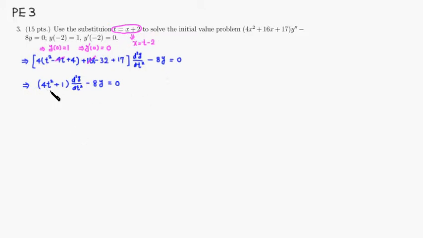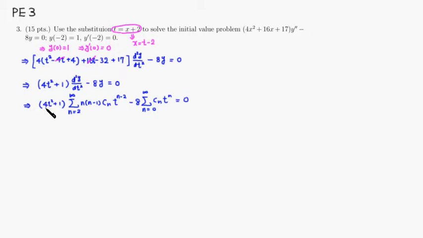Then let's do the power series. So this is going to be 4t squared plus 1 times, so this is the second derivative, so you have a summation, n goes from 2 to infinity, n times n minus 1 times cn, but you have a t to the n minus 2. Then you have a minus 8 times y, which is summation, n goes from 0 to infinity, cn t to the n. So this is equal to 0.